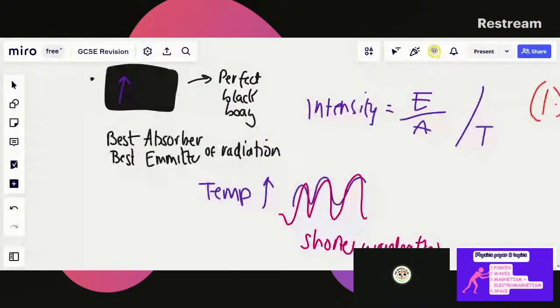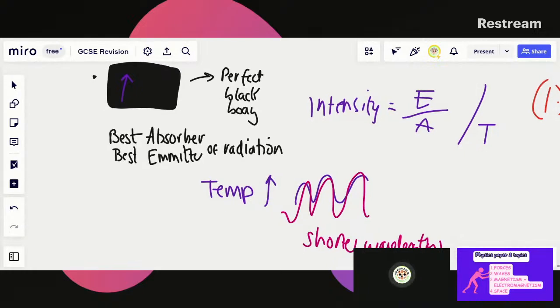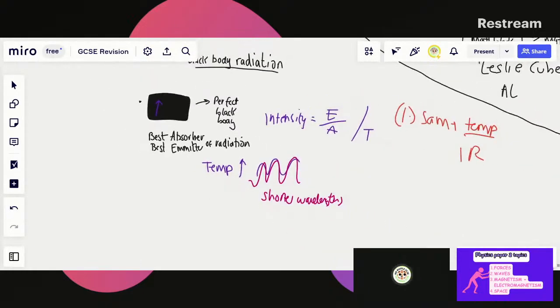Now, as the temperature of an object increases, the intensity of every emitted electromagnetic wavelength increases, and therefore you get shorter wavelengths rather than longer wavelengths. And this causes the peak wavelength, which is the wavelength with the highest intensity, to decrease. So let's look at a graph. This might make it a little bit easier.